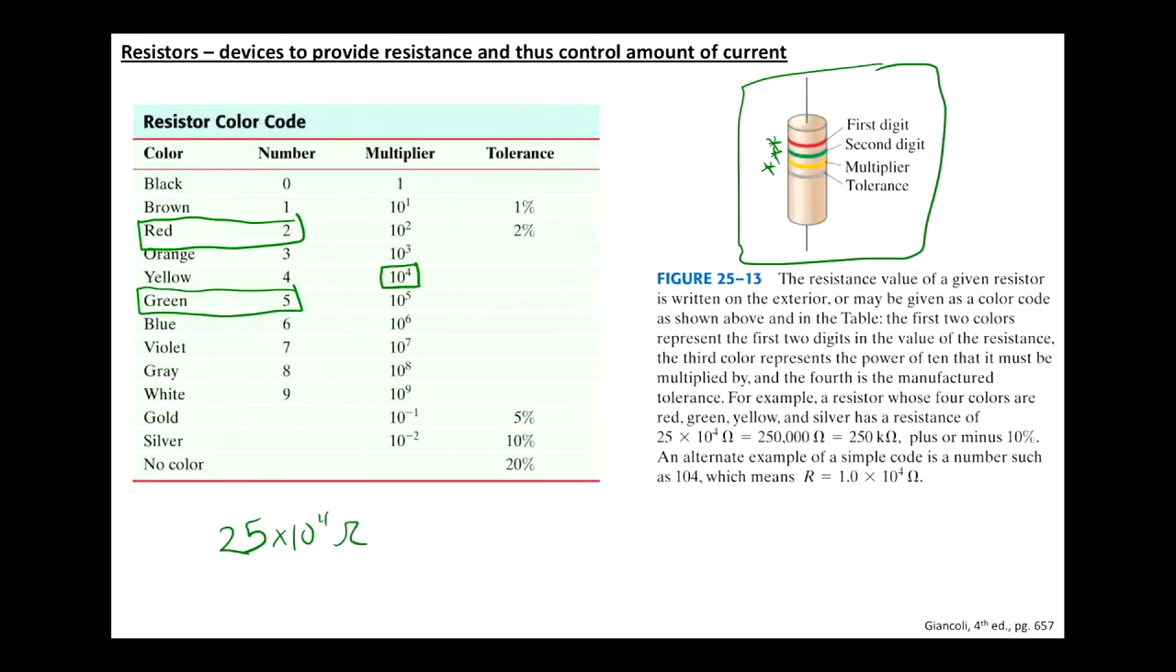But then the last one is either going to be gold or silver, and it's essentially telling me the tolerance, the uncertainty value, the plus or minus value on that. So you can see we have a silver band, which is plus or minus 10% of that value. Okay? Nothing terribly difficult about that. I just want you to be familiar with it.